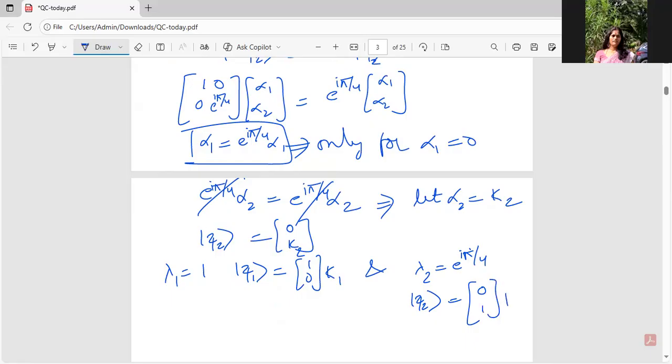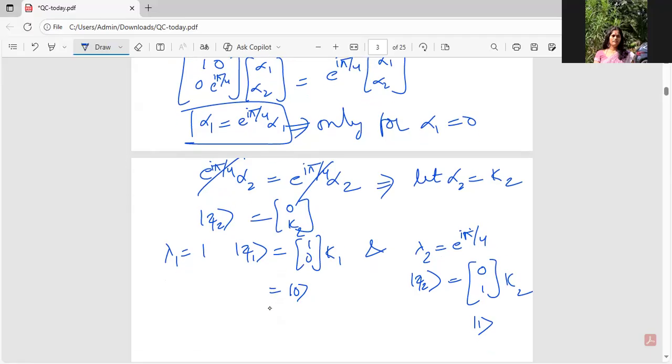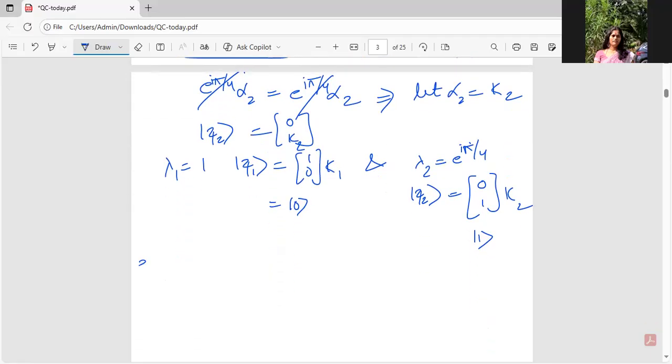What I have got is this is my ket 0, guys, and this is my ket 1. The eigenvectors for the pi by 8 gate are just the computational basis. Okay. This is one problem. Let me tell you about another problem.